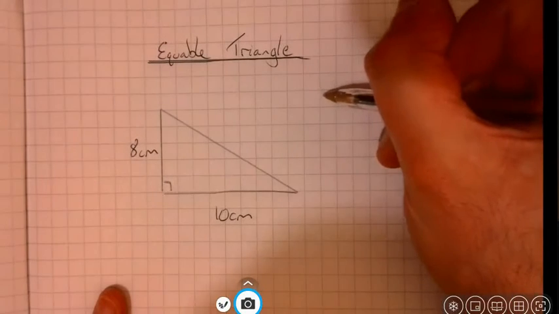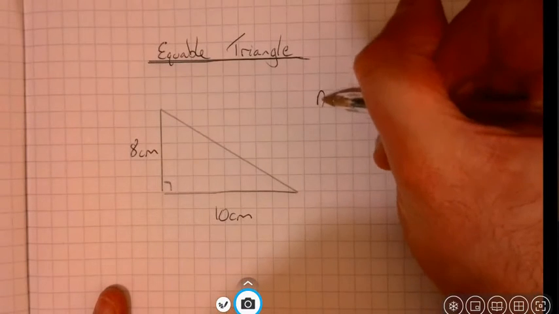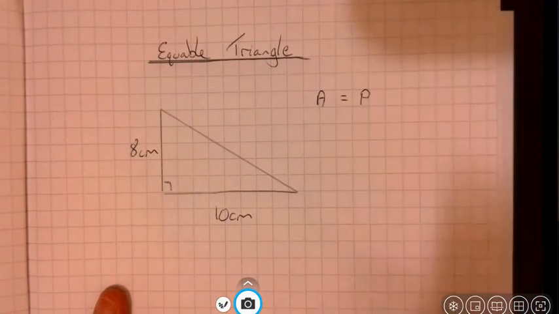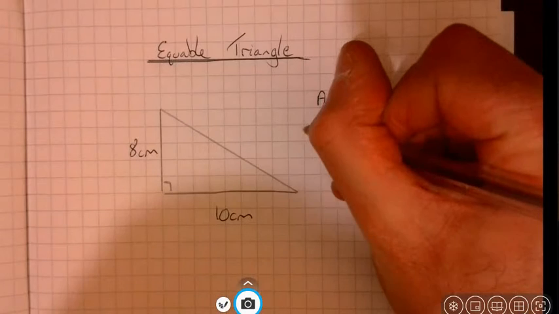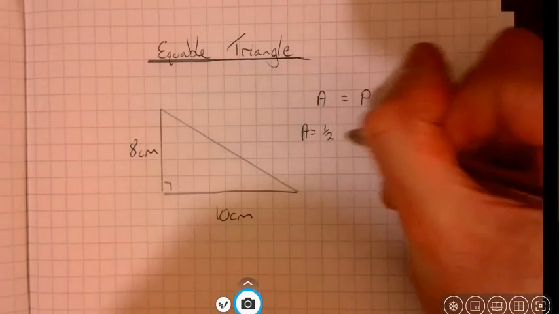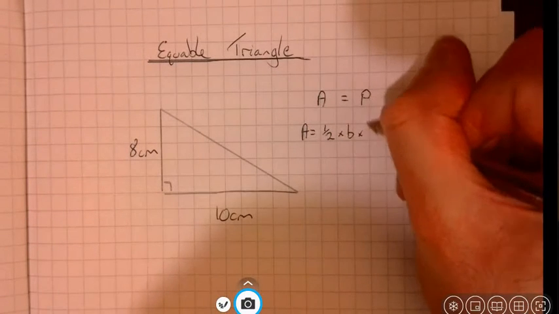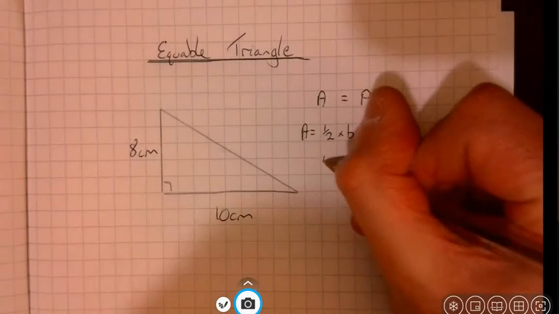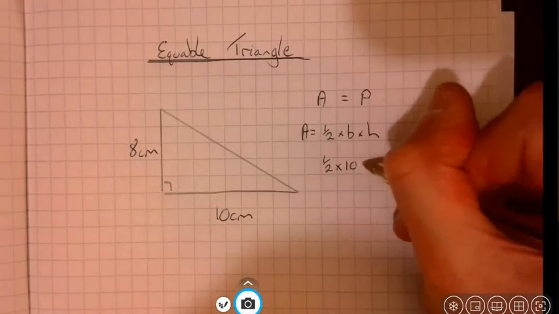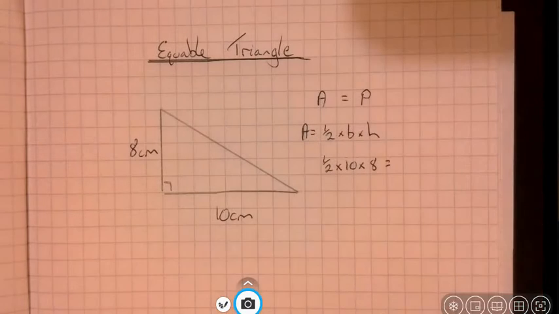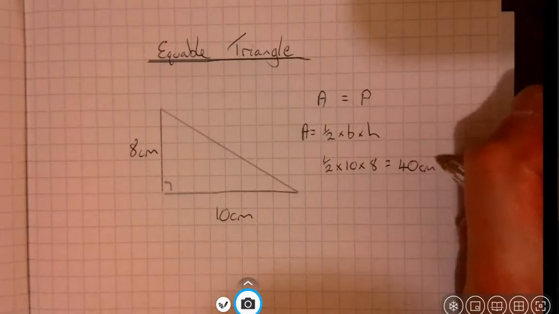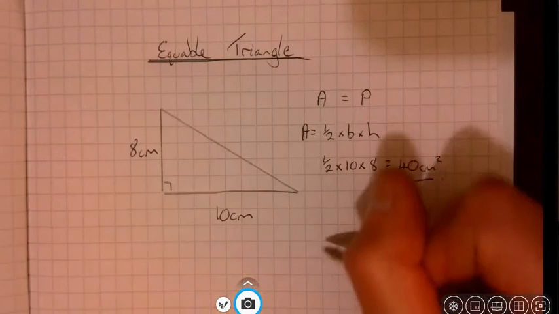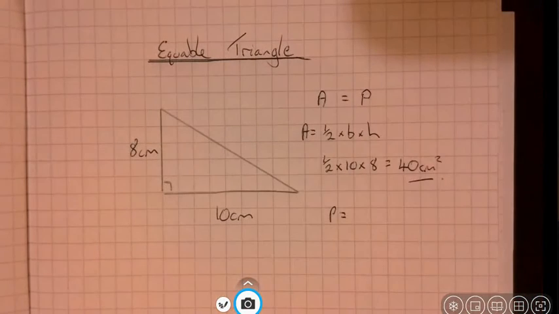So remember, an equable shape is when the area is the same as the perimeter. So I'm going to work out the area first because that's the easier one to do. So area is equal to, remember, half multiplied by the base multiplied by the height. So let's just quickly work that out. It's a half multiplied by 10 multiplied by 8. So if I work that out, that's going to be 40, and it's an area, so it's centimetres squared. Right, now I'm going to try the perimeter. So let's see what we get for the perimeter.